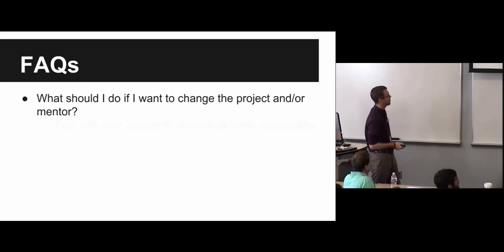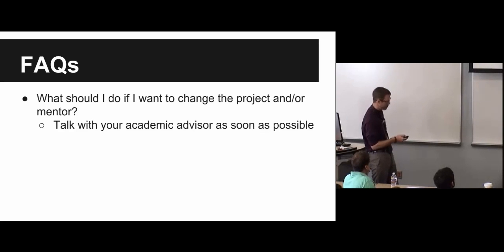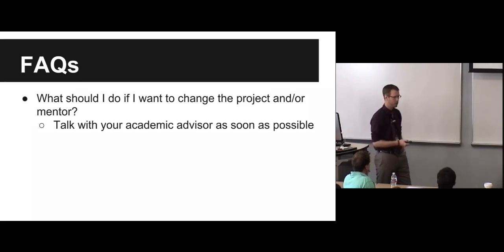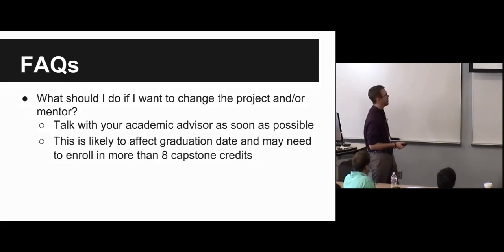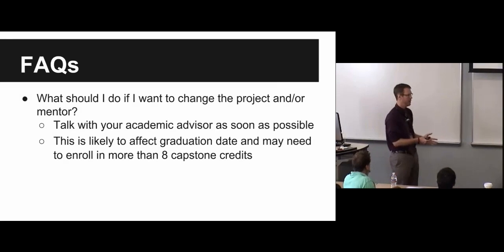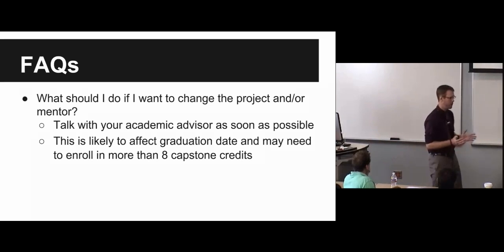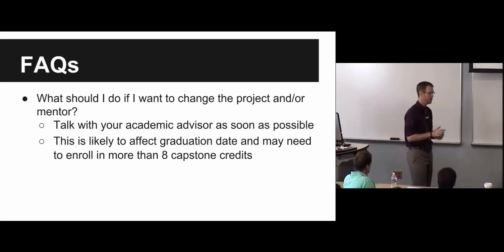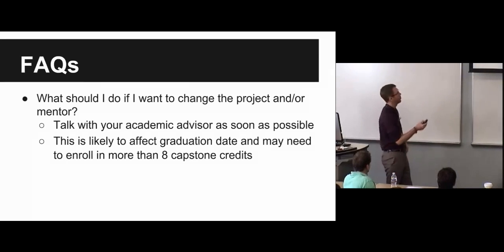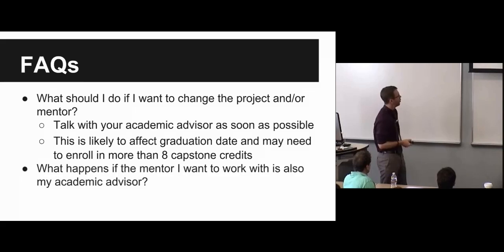What should I do if I want to change the project or the mentor? Talk with the academic advisor. We'll have some options or some alternatives for you that we can talk about. And it is likely to affect graduation date, because you really need to enroll in all of the capstone credits per project. And if you're doing a certain number of capstone credits for one project and then you switch projects, you need to do those capstone credits again for that different project. You don't get to do capstone mini. You got to do the full capstone again, and so that would likely result in enrolling in more than 8 capstone credits.